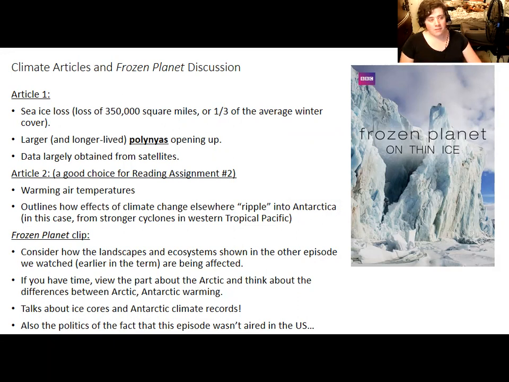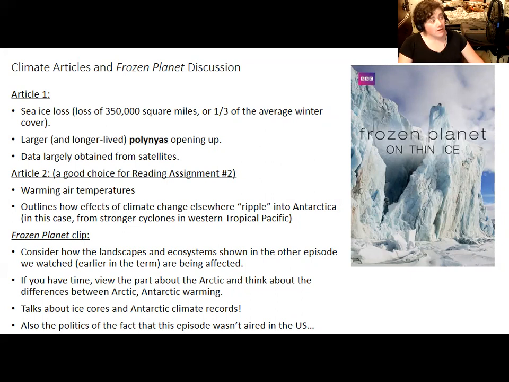The article also talks about how polynyas have formed more frequently and how they've been larger and longer lived. Polynyas, remember, are gaps in the ice, and we're getting more and more gaps in the ice as a result of the loss of sea ice, which indicates that we're having more open water and less ice-covered water. And it's also interesting to read about how they use satellites to make observations and collect data.